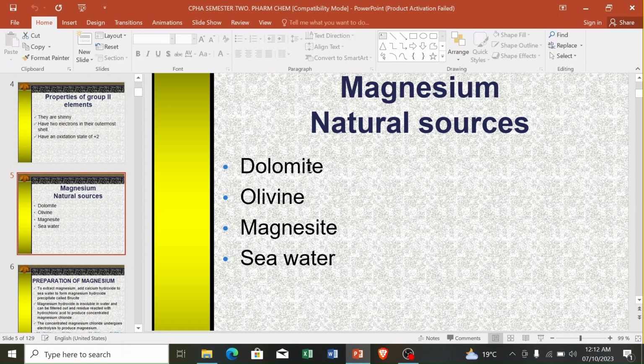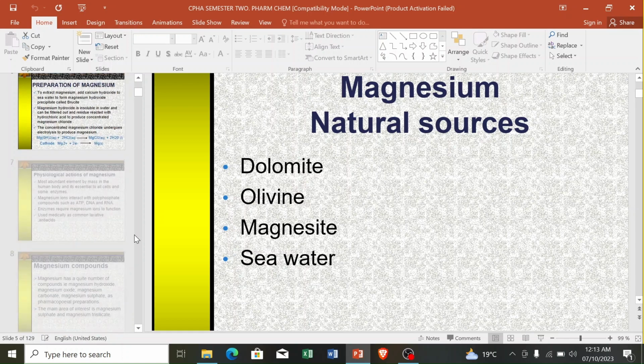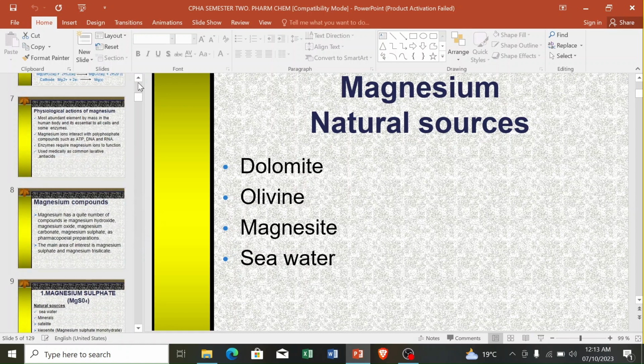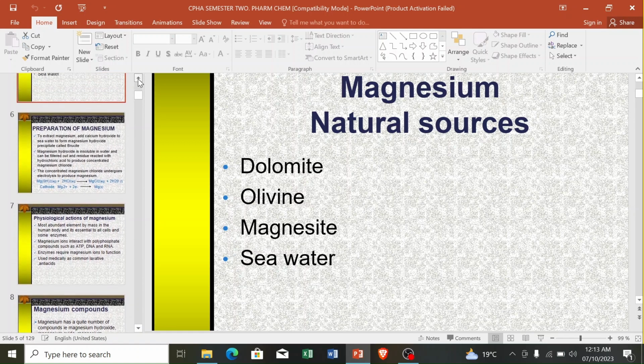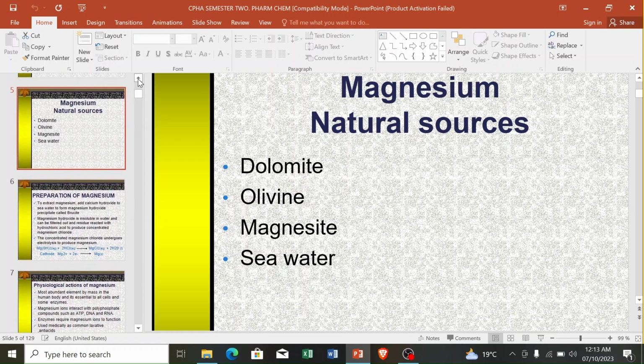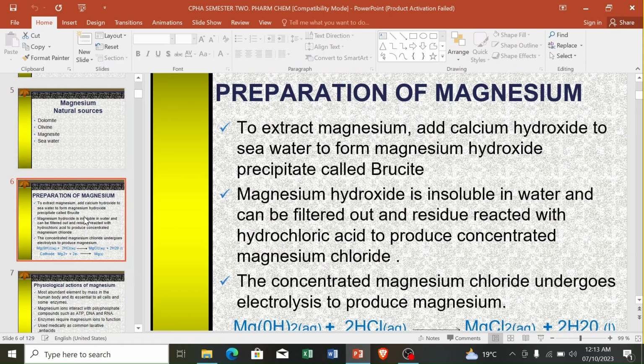In case you are asked to list four natural sources of magnesium, at least we know what to write: dolomite, olivine, magnesite, and seawater. So let us look at how we prepare magnesium.